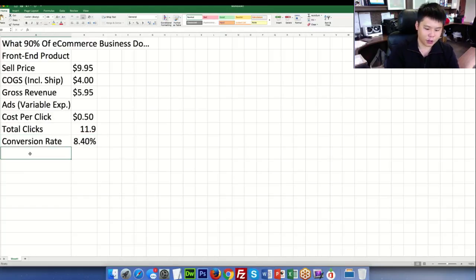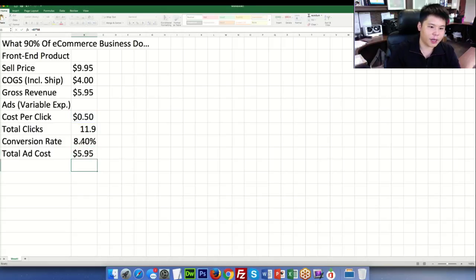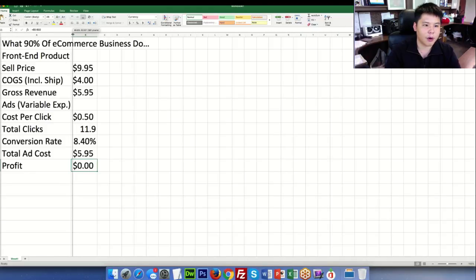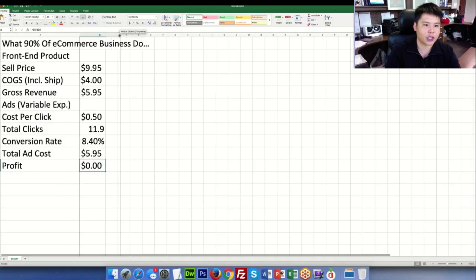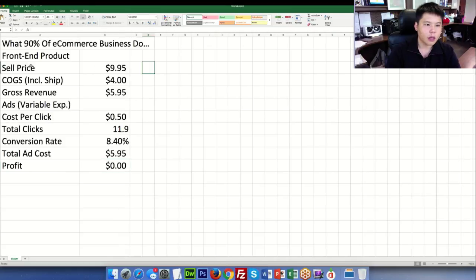Okay, so great. That means that your net profit, so your total ad cost, is going to be equal to 50 cents multiplied by $11.95. Then your profit is literally going to be gross revenue minus ads, which is equal to $0, right? So this is how the numbers actually run. And I'm going to make this nicer because I just like it nice. Variable expense, merge.